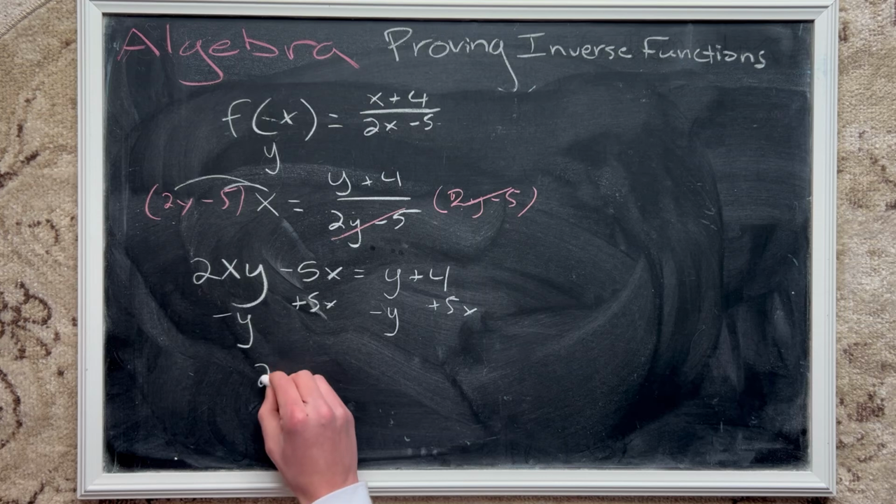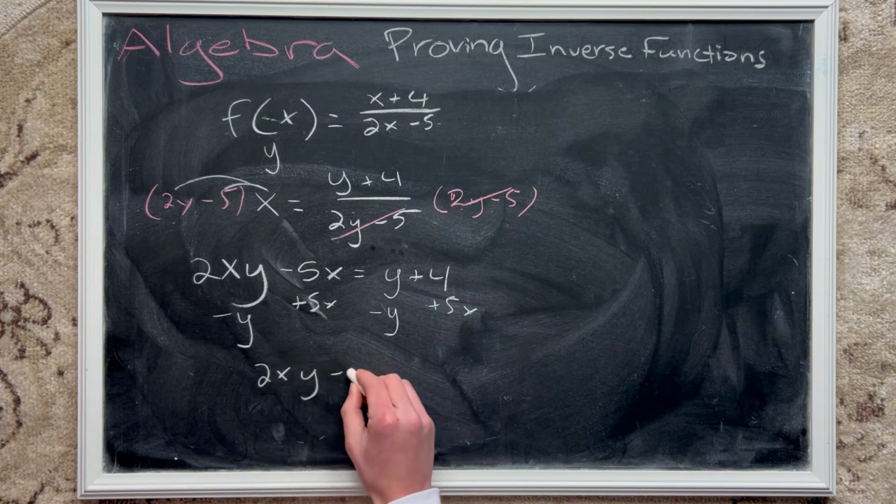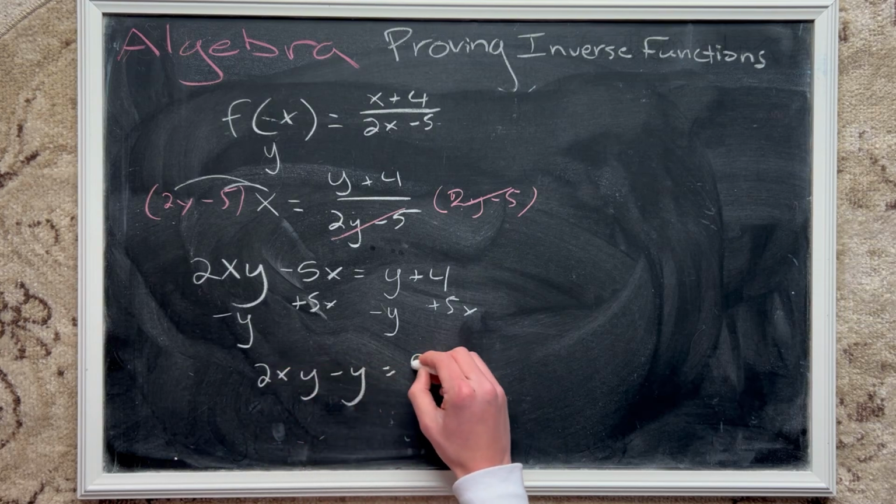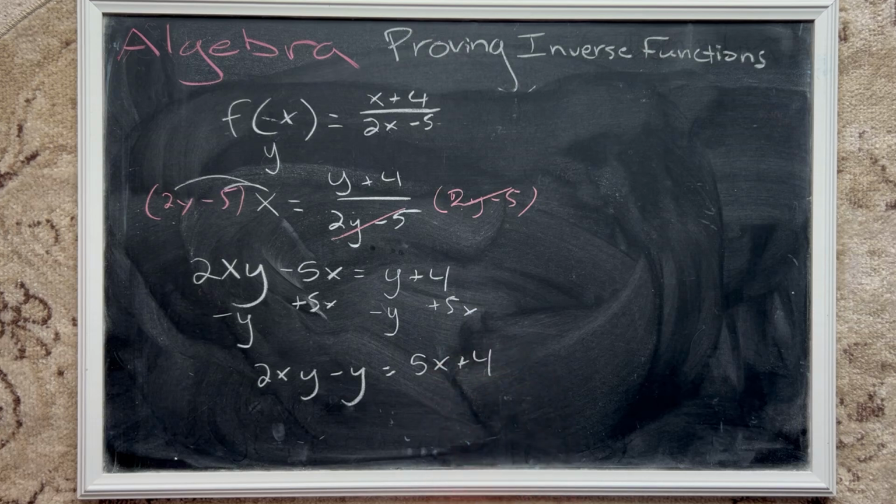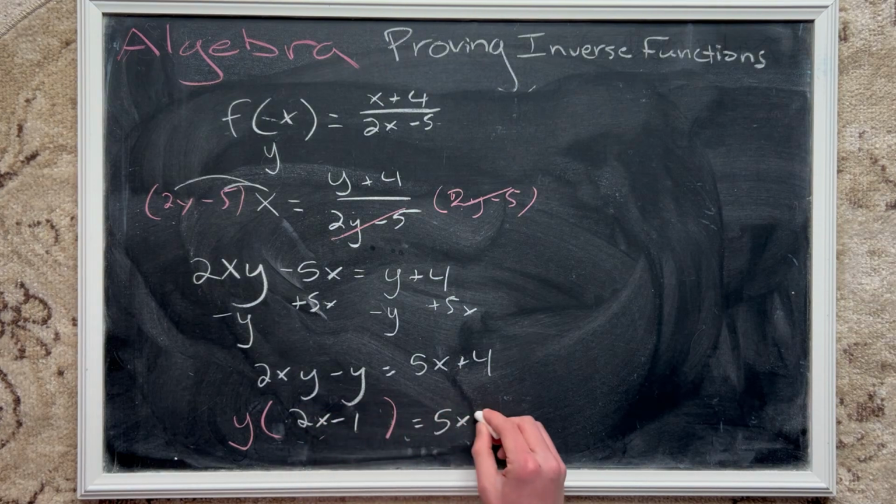Now we've got 2xy minus y equals 5x plus 4. So all the y's on this side, all the other terms on this side. And what this allows us to do is factor out the y, leaving us with 2x minus 1. And that's going to equal 5x plus 4.